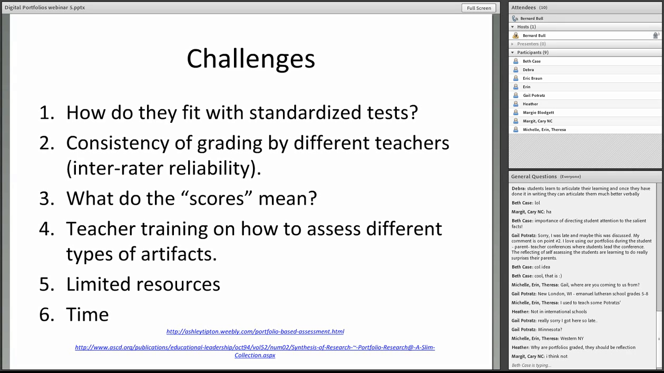I'm just scanning the comments on the side momentarily to see if there's anything I need to comment on.